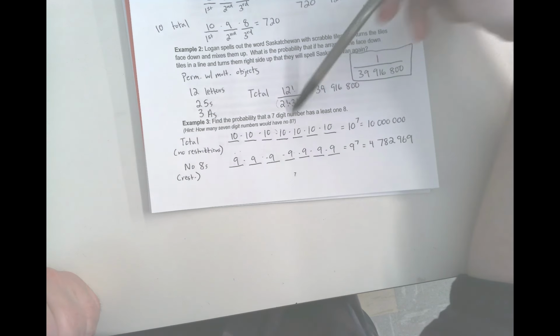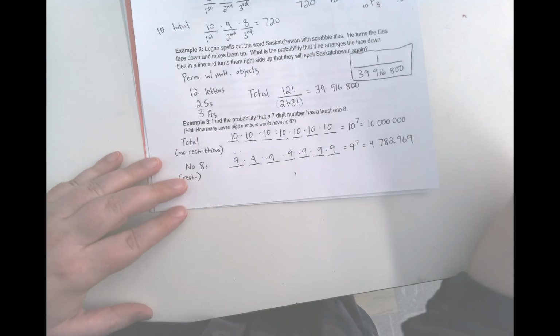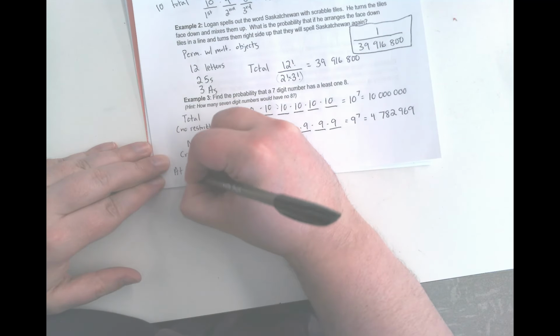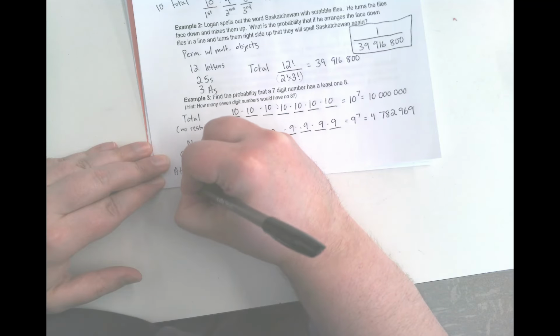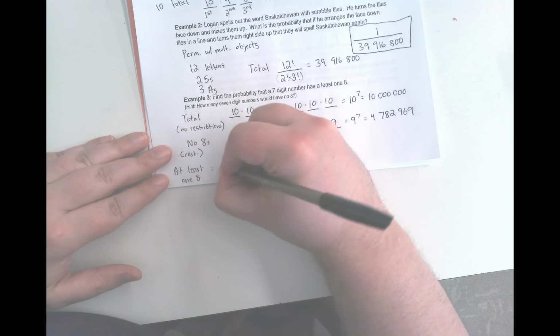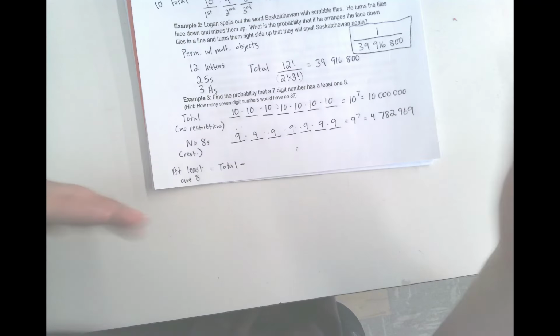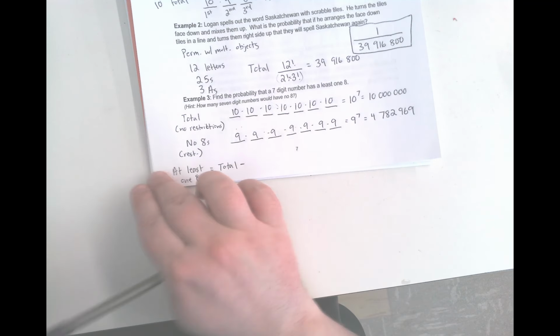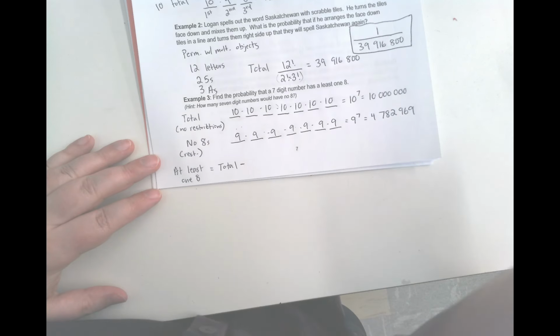But the question is not asking what is the probability of getting a number that has no 8. We want to calculate the probability that it has at least one 8. How we calculate that amount is we're going to take our total without any restrictions, and we're going to subtract from that all of the possibilities that don't have an 8. Because all of my remaining numbers, by the process of eliminating all the no 8s, would have to have at least one 8 in it.